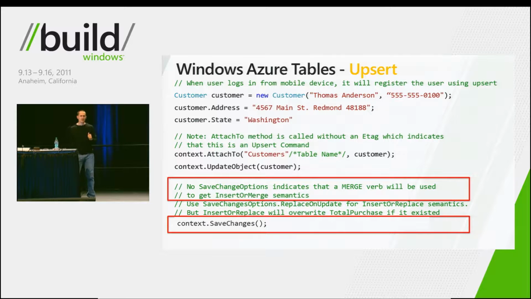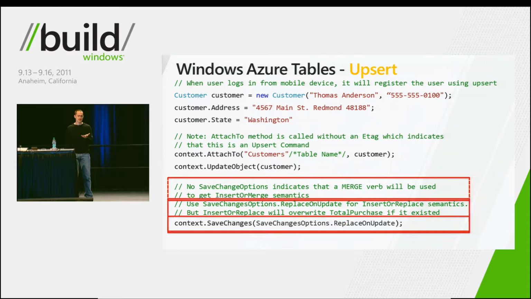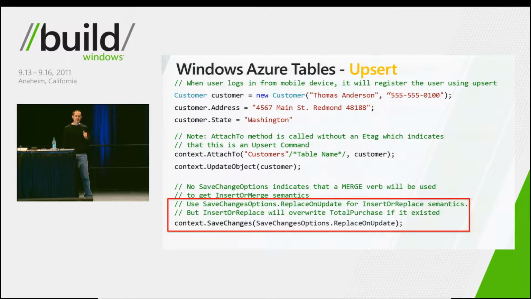Now, if you didn't want to actually do a merge, and you wanted to replace the object if it existed, you can actually say replace on update. This has the semantics where if the object didn't exist, it's inserted. If it did exist, it's replaced with this entity we're trying to upload. Okay.